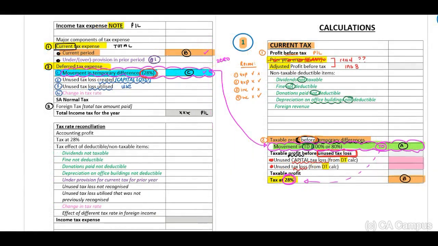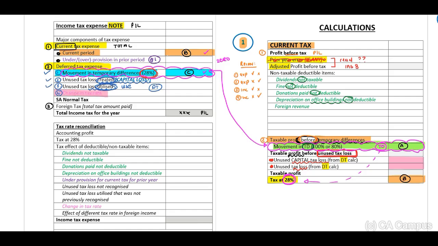Remember, we are still busy with the deferred tax expense, the second component in terms of our tax expense. We have now looked at our movement in our temporary difference. Then, second, there is our unused tax loss created that we need to include. We have our unused tax loss utilized that we need to include. Remember, also from your deferred tax calculation. I'm sure you understand the principle by now. And then number 4, there is our change in tax rate, right?